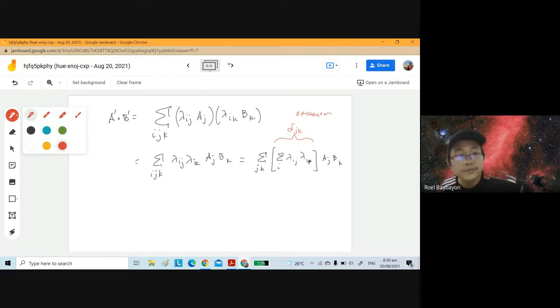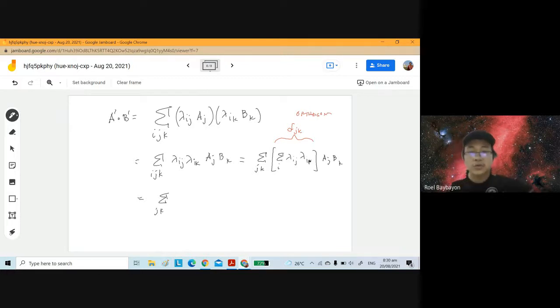So therefore, A dot B is equal to, ang nabilin nga summation is jk na lang, kay ang summation sa I nana siya sa katong orthogonality condition, the Kronecker delta of jk, ej, bk. Now, in the summation, take note, delta jk has a value of 1 when j is equal to k, and 0 when j is not equal to k.